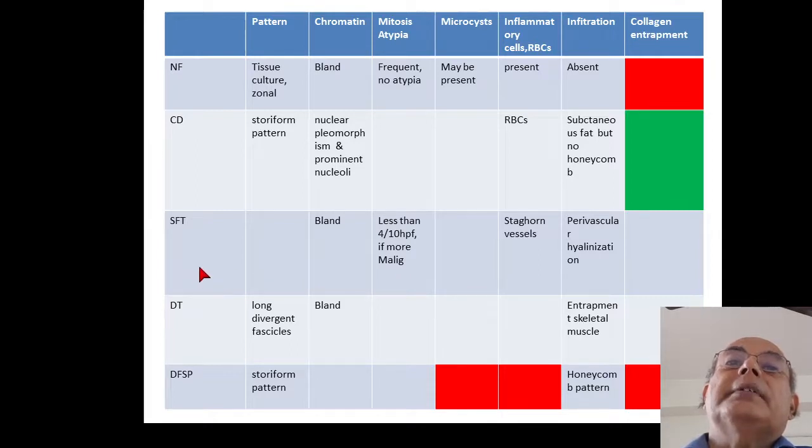one should think of the malignant counterpart of solitary fibrous tumor. In case of desmoid tumor, long divergent fascicles, bland nuclei, and entrapment of skeletal muscle fiber at the periphery. In case of dermatofibrosarcoma protuberans, storiform pattern, no microcyst, no inflammatory cells, honeycomb type of infiltration around individual adipocytes. There is no collagen entrapment.